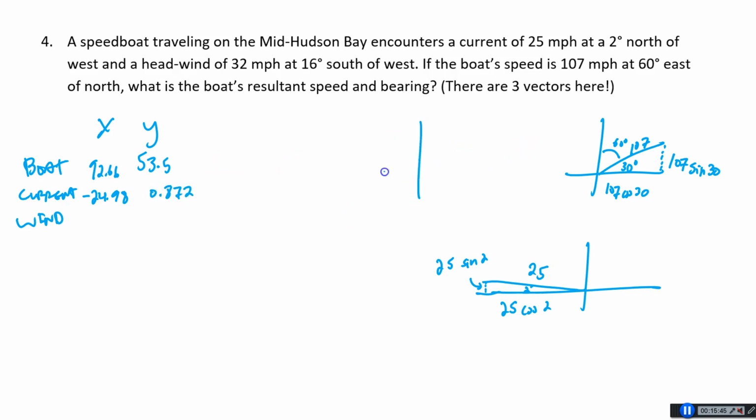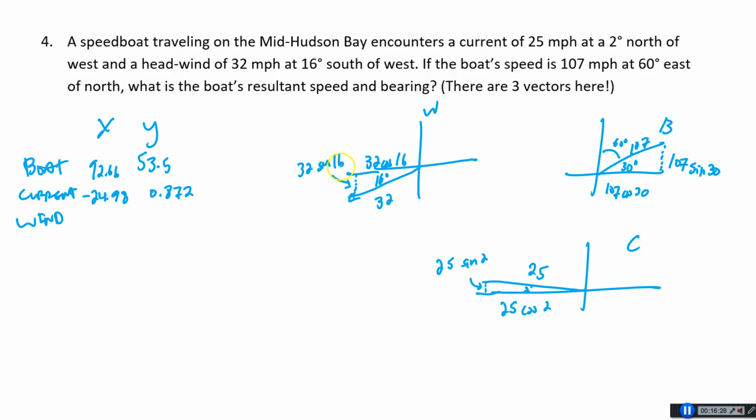We also have some wind here. So this was the boat, this is the current, and this is the wind. Okay, so for the wind, we have the wind going 32 miles per hour, 16 degrees south of west. So it's like this. So this is 16 degrees right here, which is against the x-axis, so we want that. And we know that that velocity is 32. So this guy right here is going to be 32 sine 16. This guy right here is going to be 32 cosine of 16.